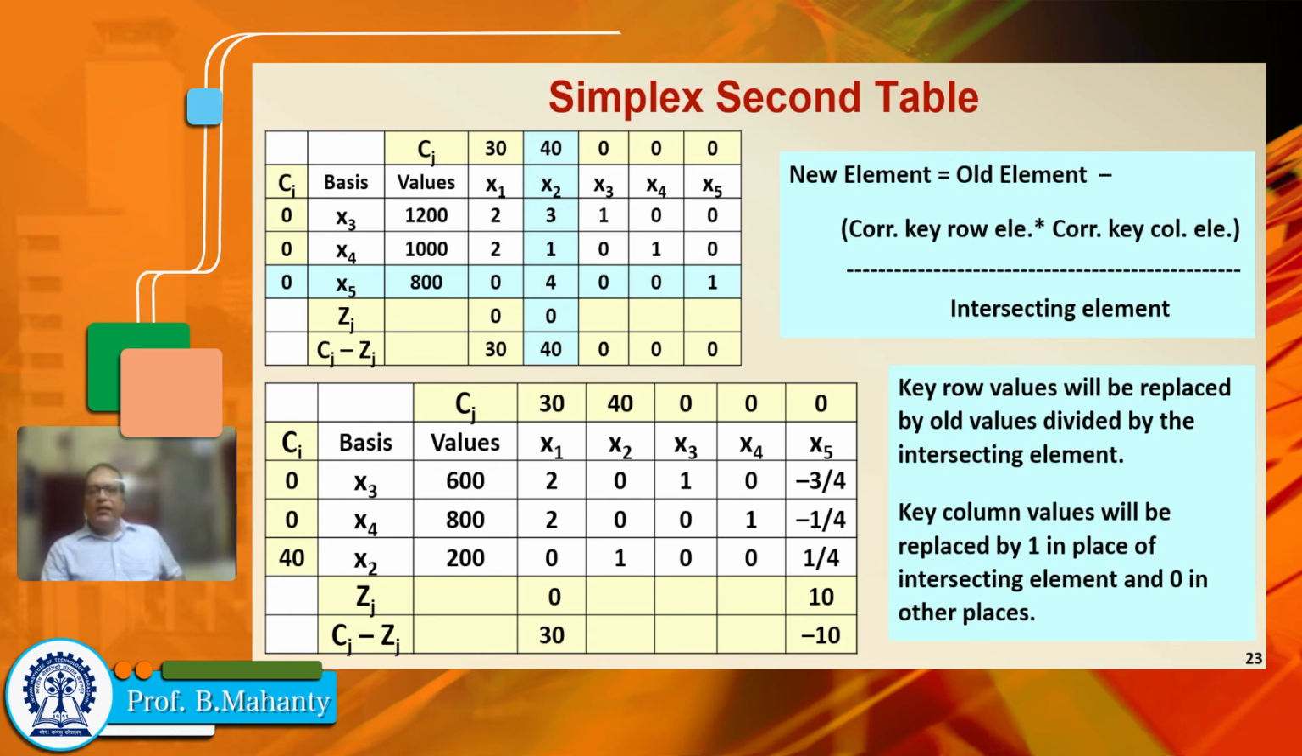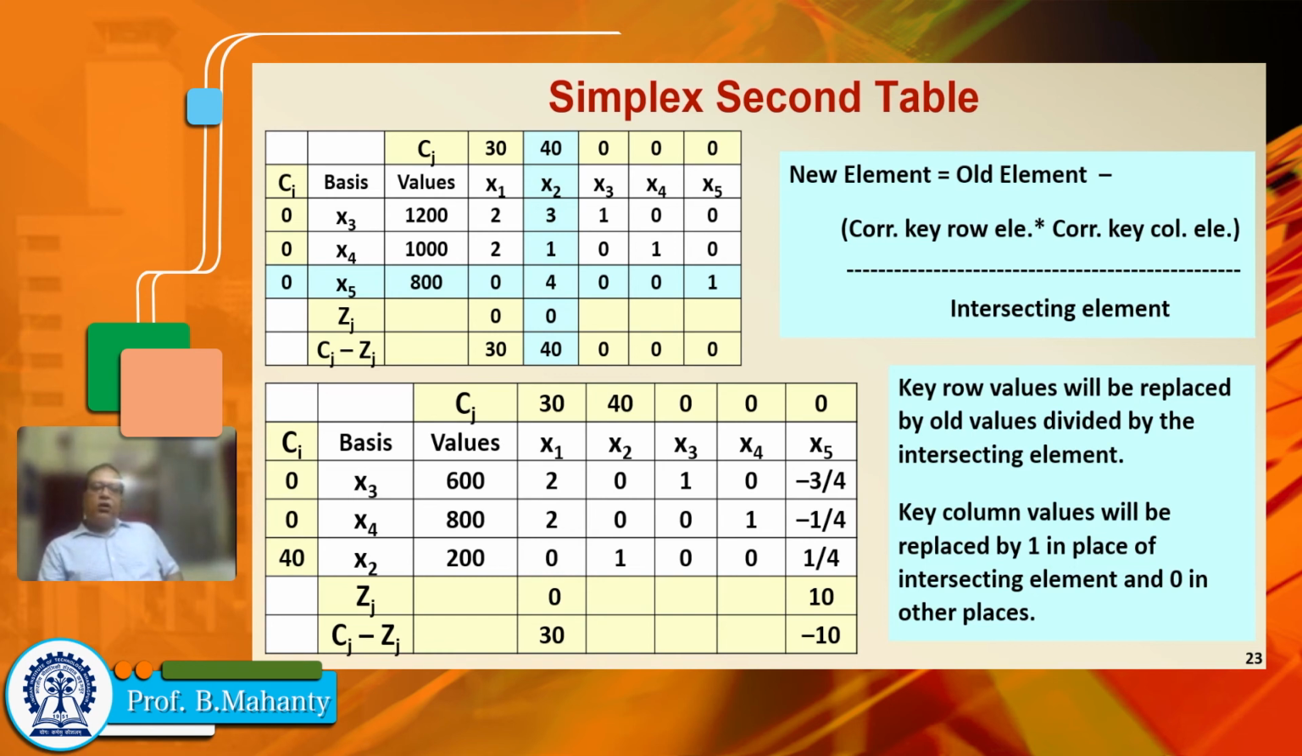Can you see that the entering variable is x1? Now why should x1 be the entering variable? Because the Cj minus Zj value is maximum. Not only maximum, it is positive. So there will be an increase in profit. This is minus 10, so discarded. So x1 should be the entering variable.